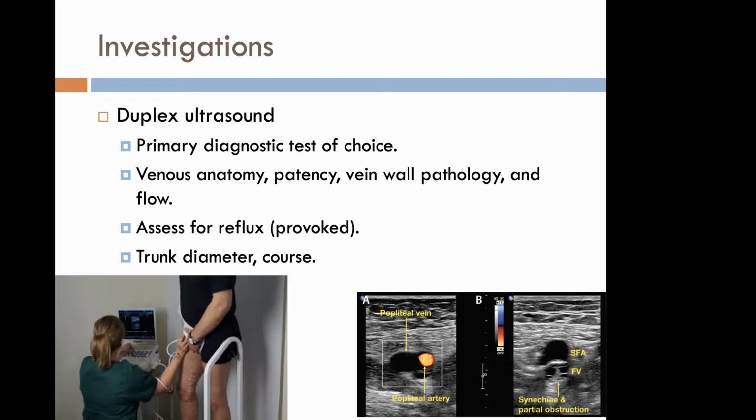As you notice, the venous duplex ultrasound should be done with the patient in a standing position, because that's where you get accurate information. Okay, we can move on.